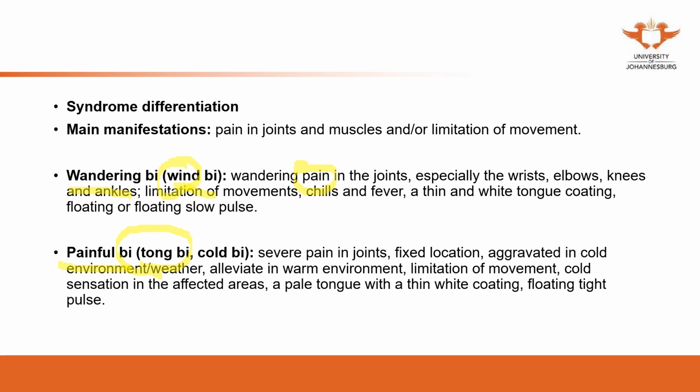So for wind Bi or wandering Bi, actually from the name, you already understand that this pain is moving. It will move here and there due to wind. The patient may present with a thin white coating and a floating, slow pulse.